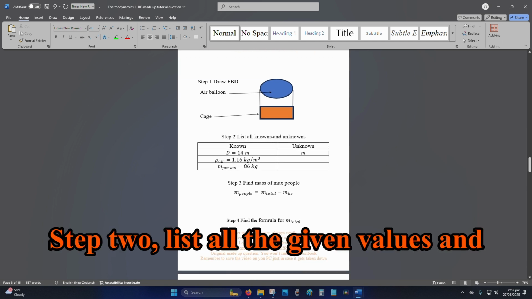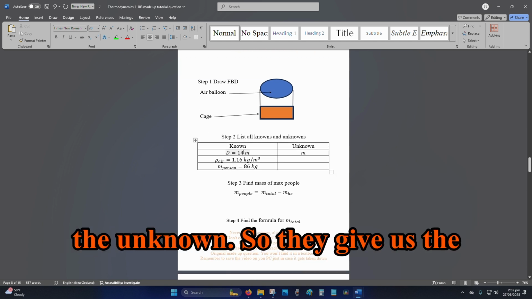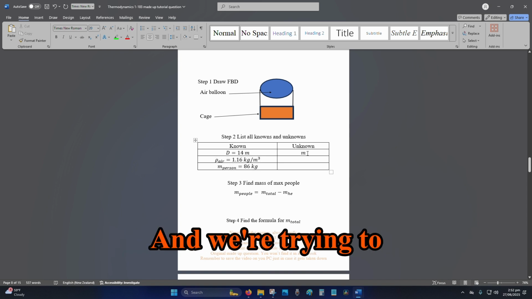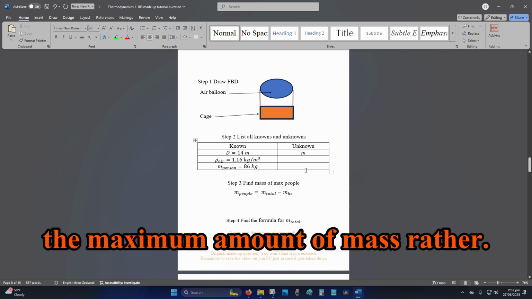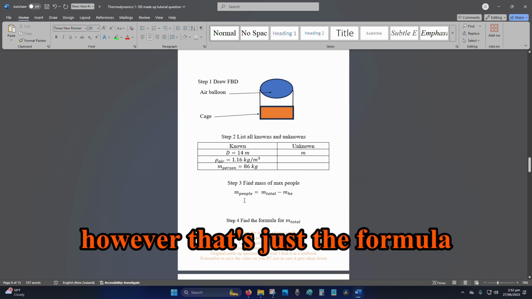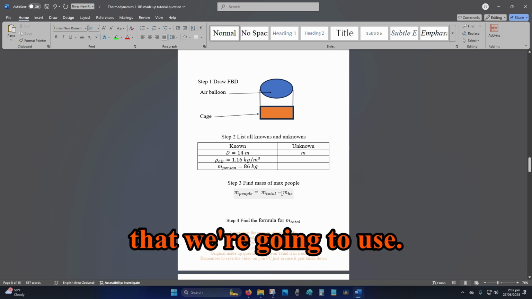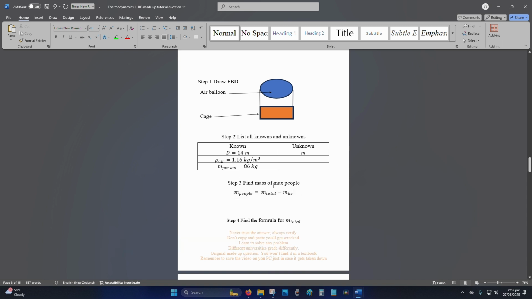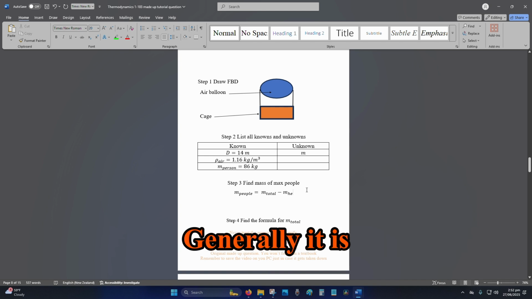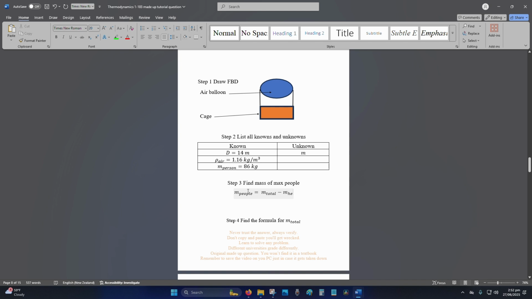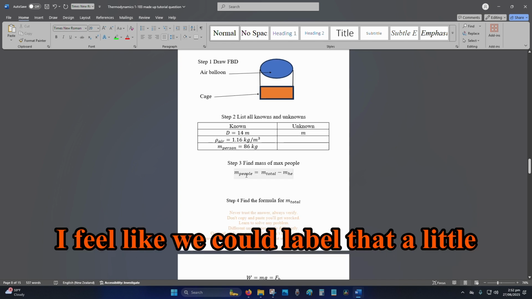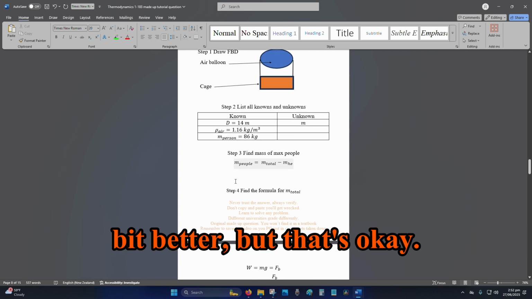Step 2, list all the given values and the unknown. So they give us the diameter, the air density, and the mass of the people. And we're trying to find the total mass, or the maximum amount of mass rather. So not necessarily people, however, that's just the formula that we're going to use. Step 3, find the max mass of the people. Generally it is people, but I guess you could carry objects instead of people. So I feel like we could label that a little bit better, but that's okay.